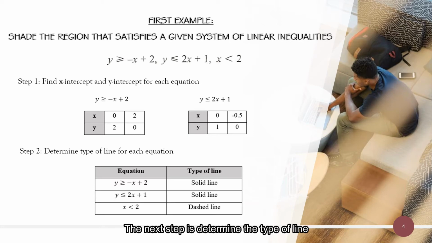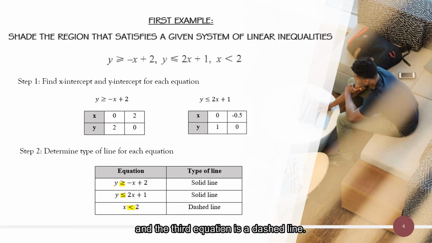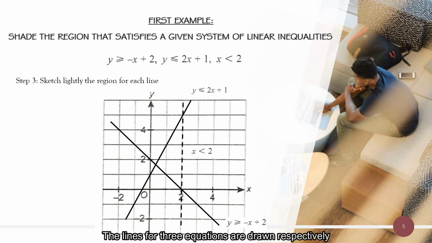The next step is determine the type of line. The first equation is a solid line. The second equation is a solid line, and the third equation is a dashed line. The lines for 3 equations are drawn respectively.